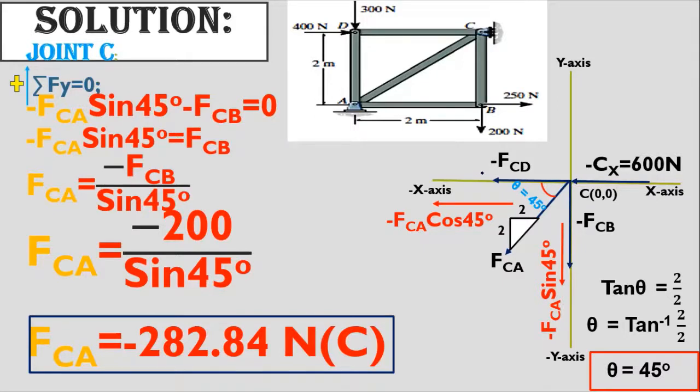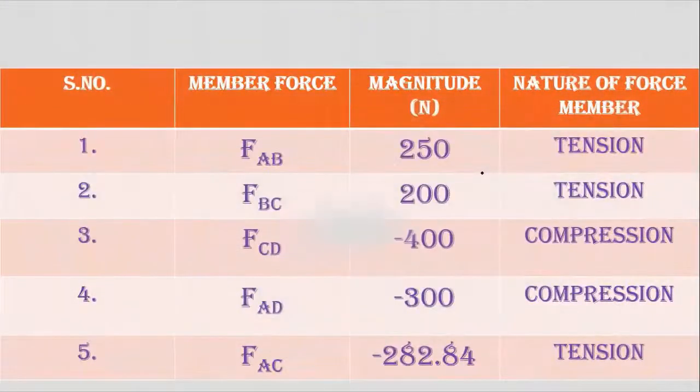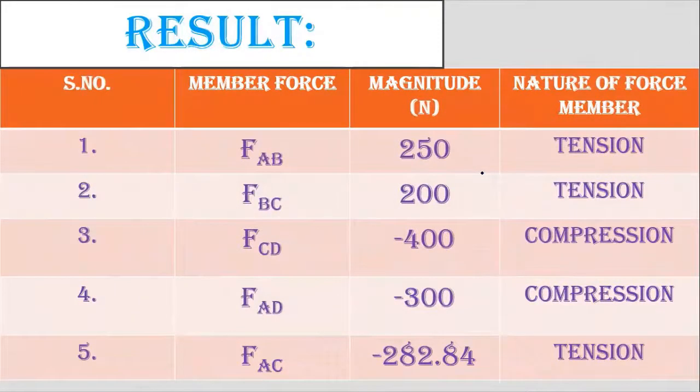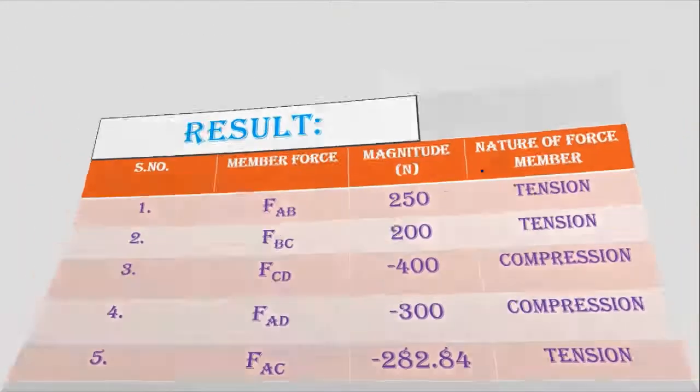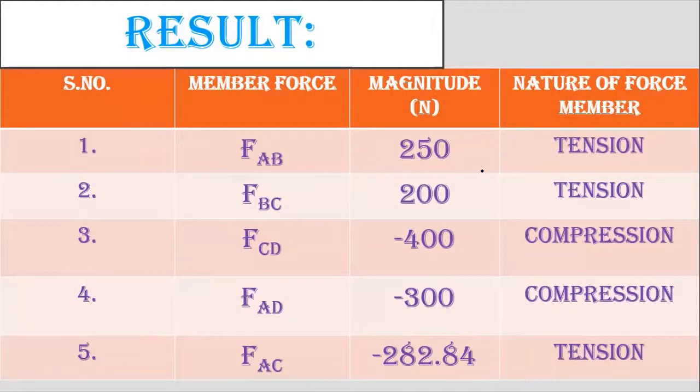So I am moving towards the next slide, which is the result slide. You can see here we have calculated FAB, FBC, FCD, FAD and FAC. The magnitudes in Newton are 250 Newton, 200 Newton, minus 400, minus 300. If you are writing the nature of the member force, tension or compression, there is no need to write the plus or negative sign, but it's good if you want to write it down. It will not cut your marks.